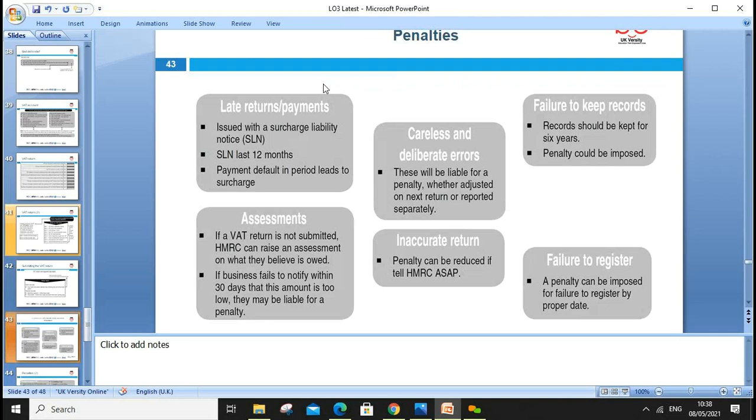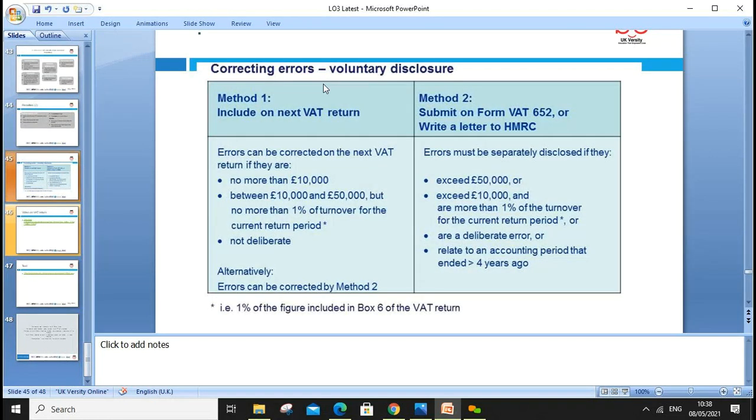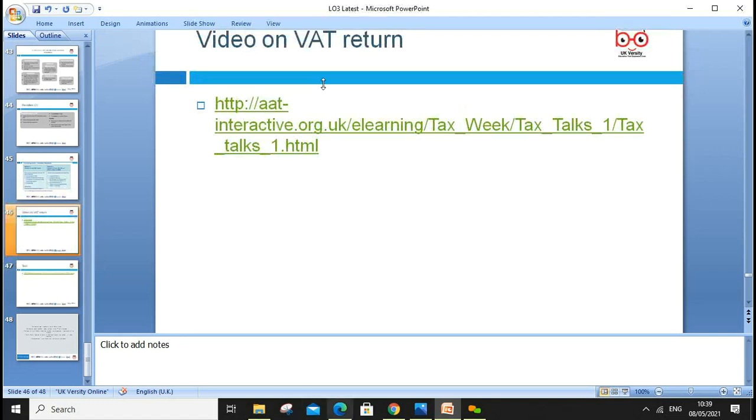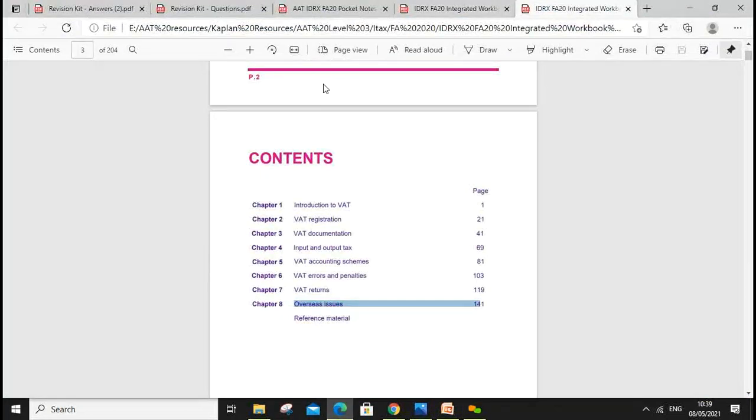Of course, we discussed late penalties and failure if we don't keep the records. Yes, so the penalties are no more than 10,000, between 10 to 50,000, but no more than 1% of the turnover, for the current return period, not deliberate. And it's submitted on form 652 if it exceeds these de minimis limits, then we have to fill in form 652. Okay, any questions, anyone? And please, there are a lot of returns filled in if you want to look around.